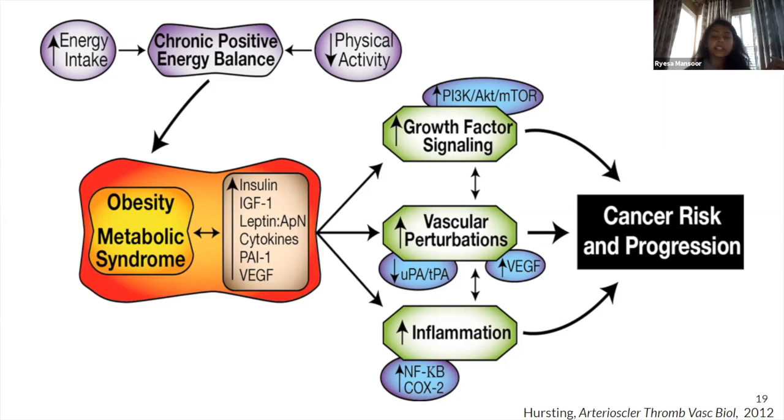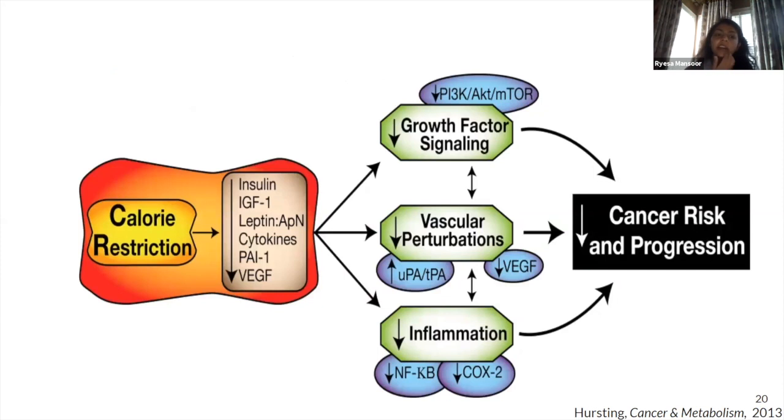And as a result of this chronic positive energy balance and nutrient intake, you're going to see an increase in the growth factor signaling. So these PI3 kinase, mTOR signaling, and inflammation and inflammatory cytokines. And all of these contribute, as we saw mechanistically, to the increased risk of cancer and worse outcomes with disease progression. But then similarly, again, bringing up the idea of calorie restriction.